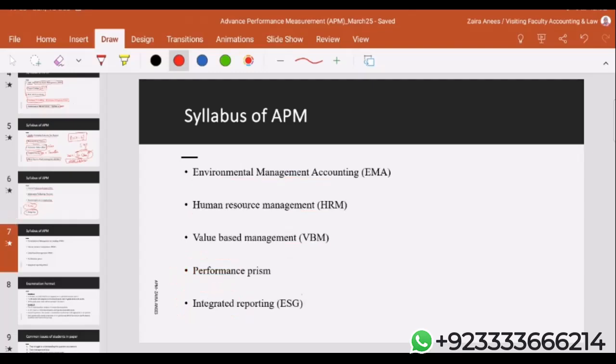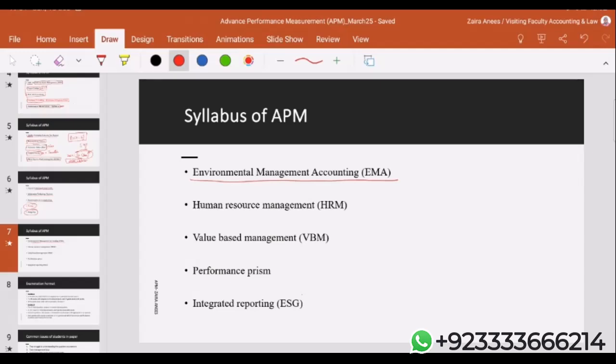Then environmental management accounting is also part of F5. Now it's also part of the APM paper. In APM, it has more depth, in the sense that the examiner can easily ask a 25 marks question in it.